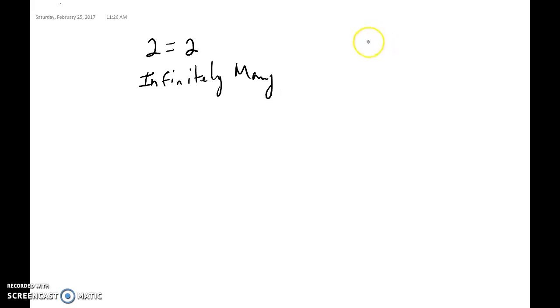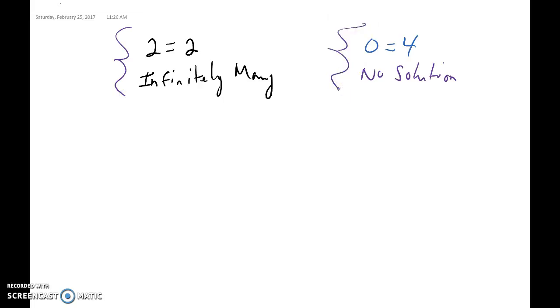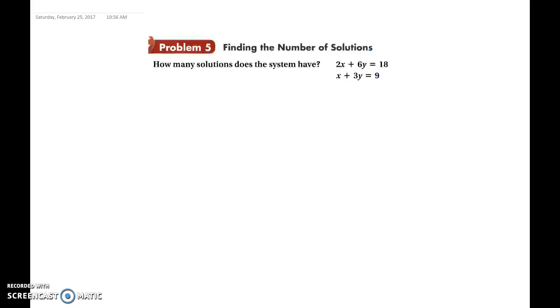And then if we got something that says 0 is equal to 4, we know that that is a false statement, so this is no solution. So all of that still holds true even though we're using elimination, right? So we still are looking for these special cases where we might get a true or false identity. All right, so now we're going to go ahead and do a problem using this.